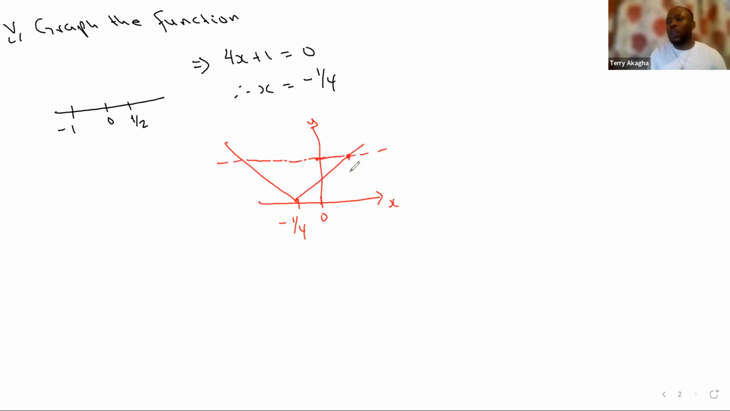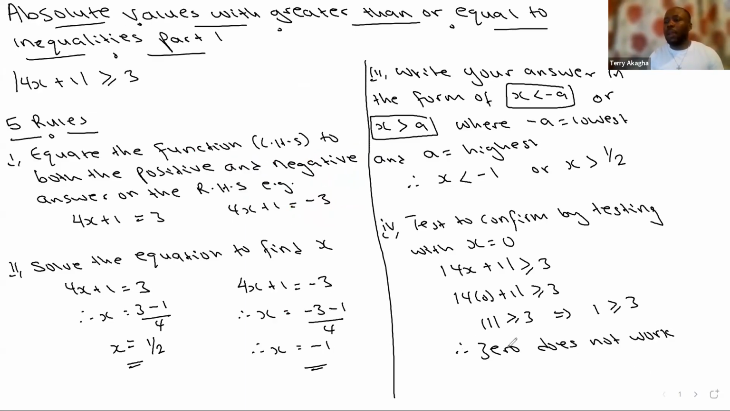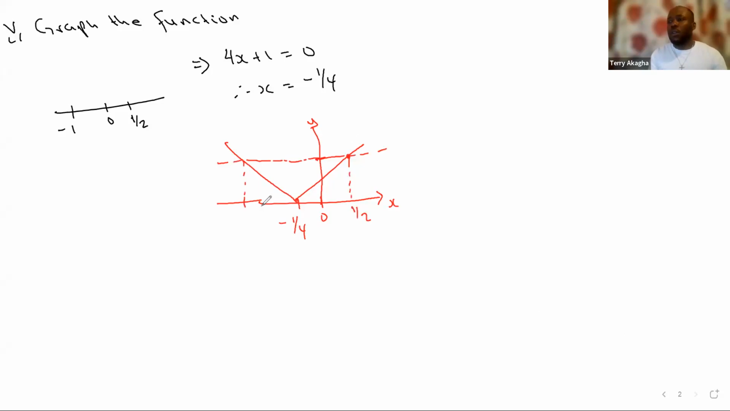So on this point here is where it's going to be a half, and at this point here is going to be minus 1. These are the two x values we've gotten here. Now, since we're looking at greater than, that means above the x-axis are the solutions. Anything below the x-axis is not going to be the solution. That is it, and we're done.